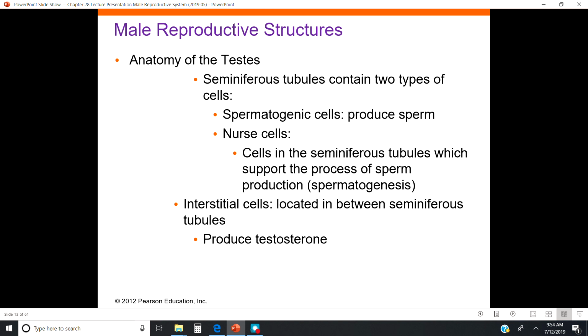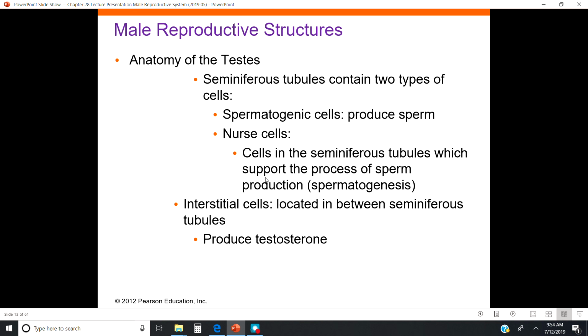Finally, the last set of cells that are associated with the testes, they're not in the seminiferous tubules. However, they're between the seminiferous tubules. This is something that we usually also study in the endocrine system. These are known as the interstitial cells. Again, notice guys, they're not in the seminiferous tubules. They're located in between, and their job is to produce testosterone.